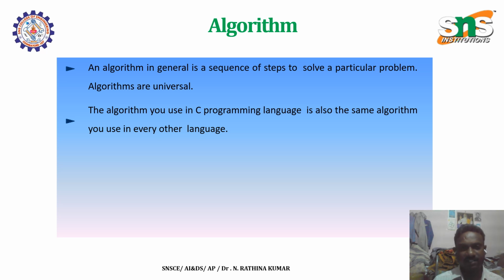Algorithms are universal, and the algorithm we use in the C programming language is the same algorithm we use in every other language. For example, whatever algorithm we use in C programming can be used in the latest languages. For example, the most popular language today is Python. So whatever steps we follow in C should be followed in Python also.